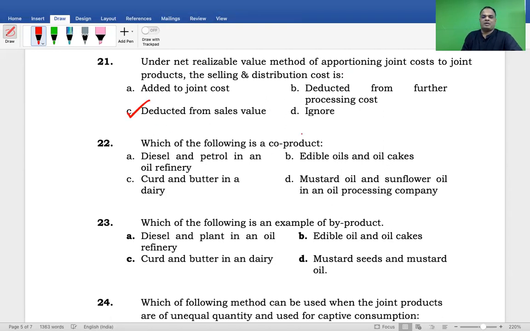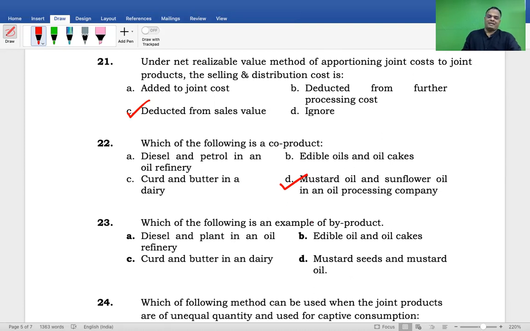Which of the following is a co-product? Diesel and petrol in the oil refinery, edible oil and oil cake, curd and butter in the dairy, mustard oil and sunflower oil in the oil processing company. What are the co-products? Diesel and petrol in oil refinery, that's a joint product. So D is the correct answer: mustard oil and sunflower oil in the processing company.